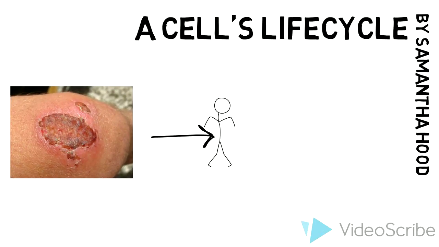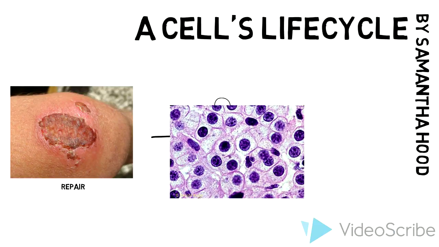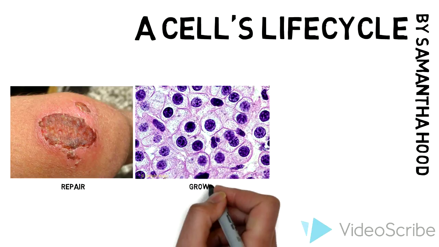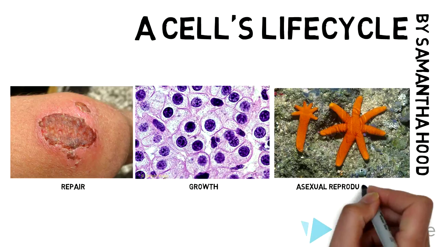Within your body, millions of cells are dividing every second. Biologists call this cellular division. Cellular division occurs to replace damaged or lost cells, cellular growth, and reproduction that doesn't require fertilization of an egg via sperm.